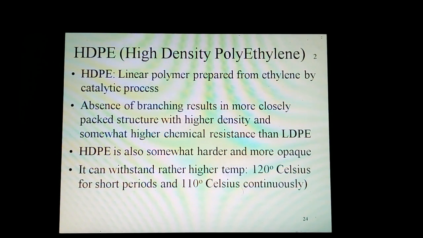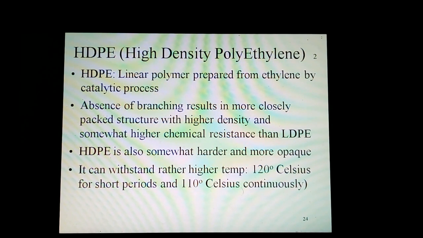A linear polymer, high-density polyethylene, or HDPE, is prepared from ethylene by a catalytic process. The absence of branching results in a more closely packed structure with a higher density and somewhat higher chemical resistance than LDPE. HDPE is also somewhat harder and more opaque, and it can withstand rather higher temperatures: 120 degrees Celsius for short periods. It can withstand 110 degrees Celsius continuously.